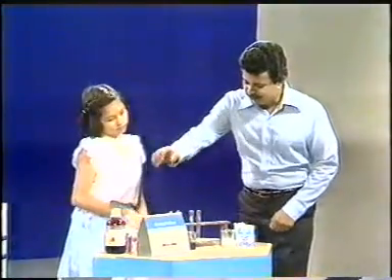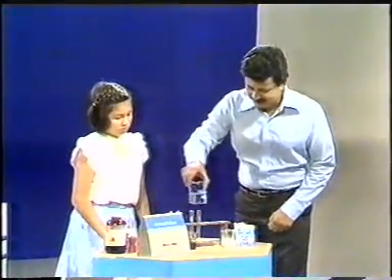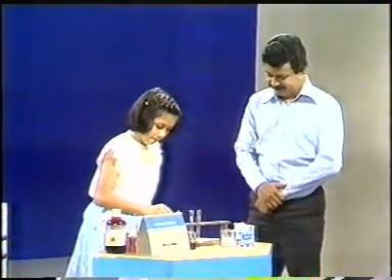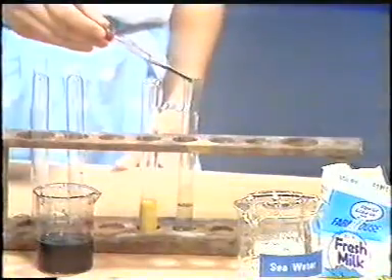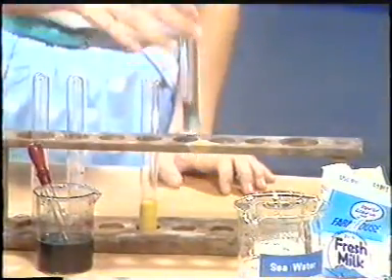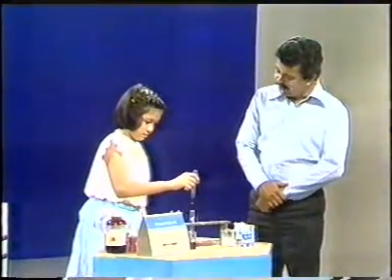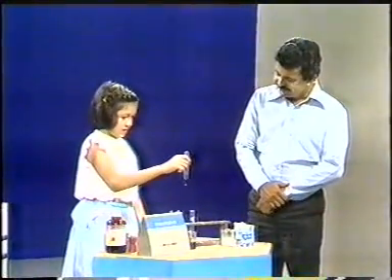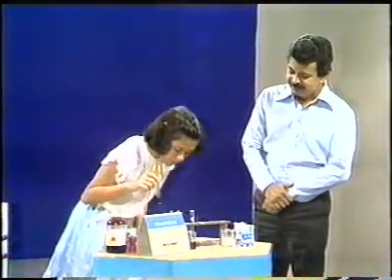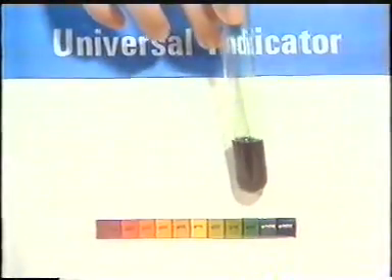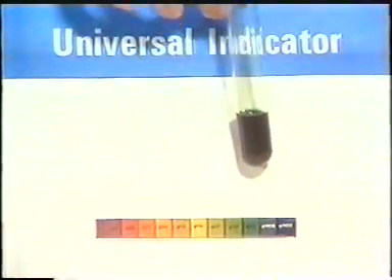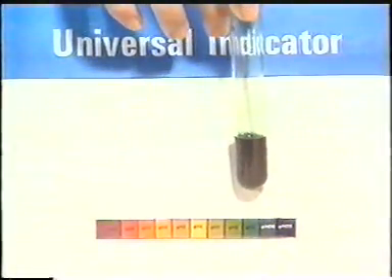Now, do the same for seawater. Now, what's the change in color? It's greenish blue. Match it with the pH chart. Yes, it's a weak alkali with a pH value of 9.